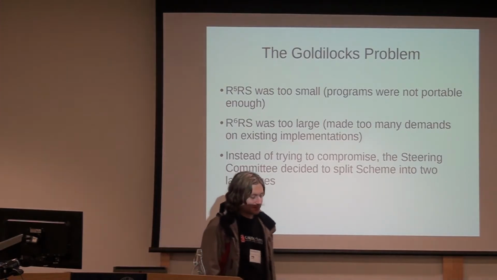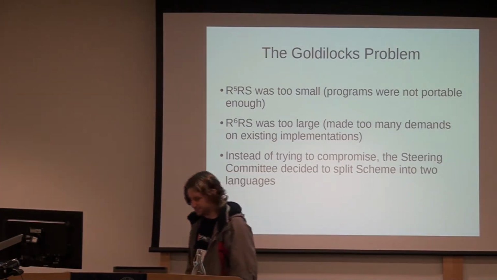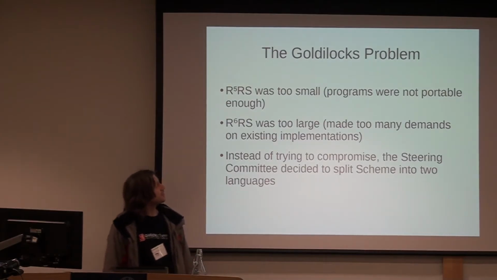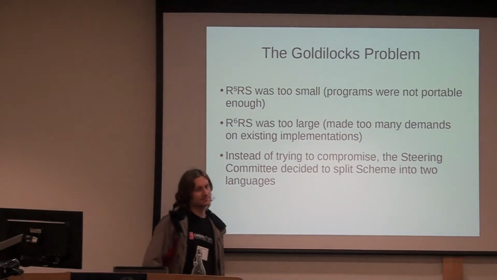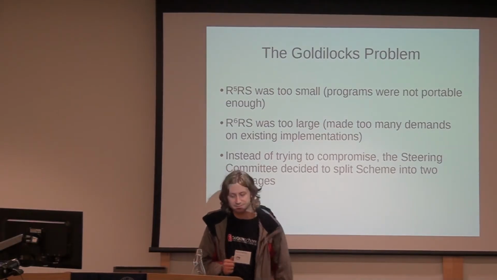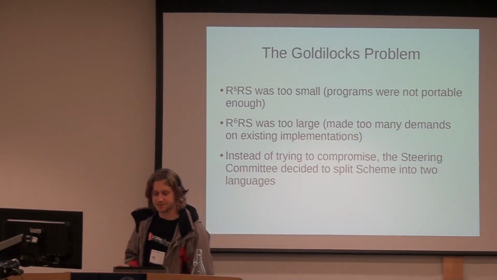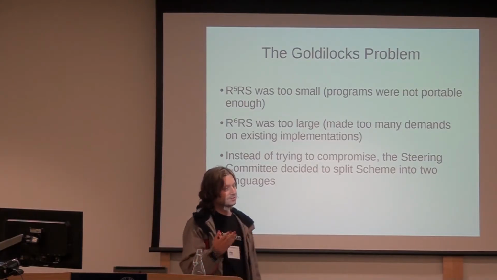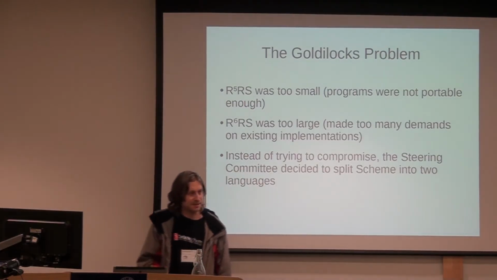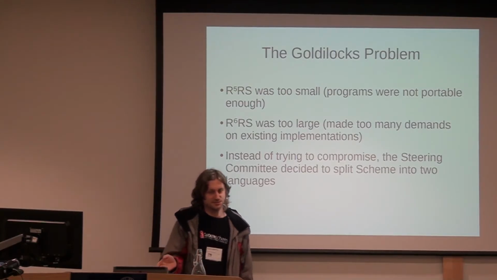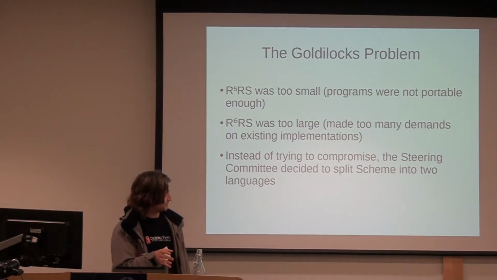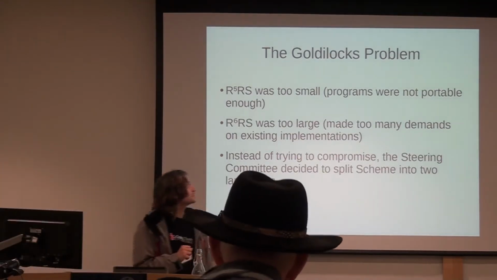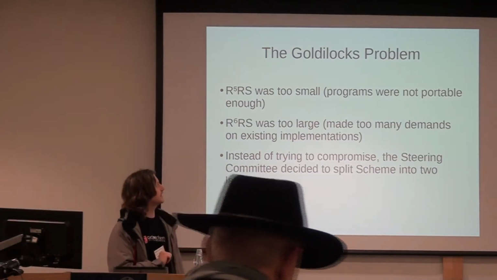So when the R7RS steering committee were deciding what to do and people were discussing plans, we looked back and said, okay, R5RS was too small. What we mean by programs not being portable enough is that it lacked certain key features, particularly a module system that people wanted. If people wanted to write portable modules using just R5RS, there wasn't a way. You had to use the module system of your native implementation, and then when people wanted to move their modules to other Schemes, they had to change them. This wasn't good. We wanted more standardization than that.